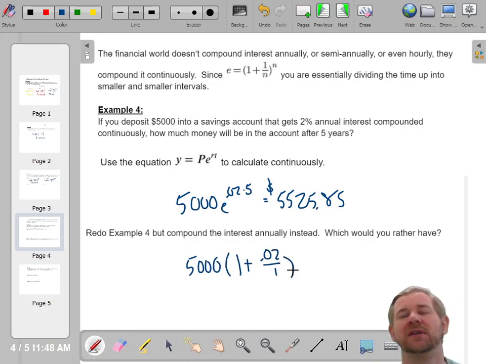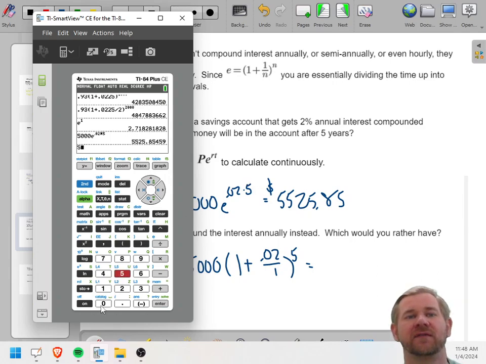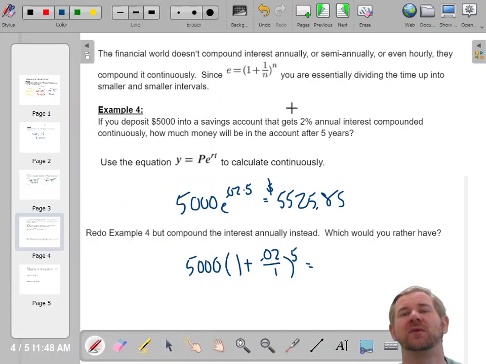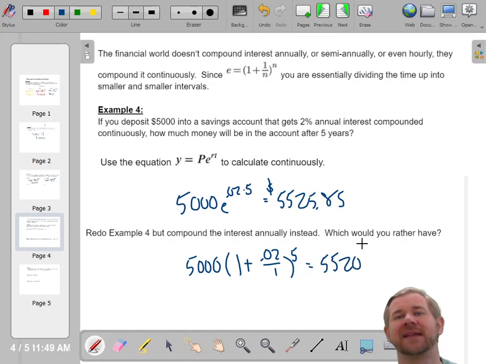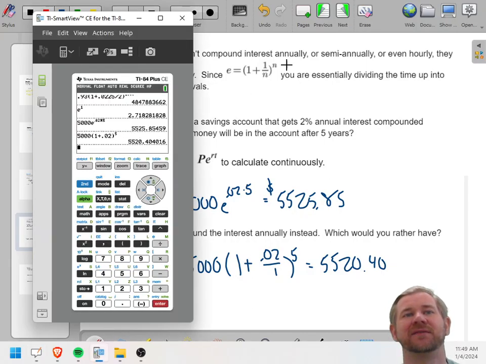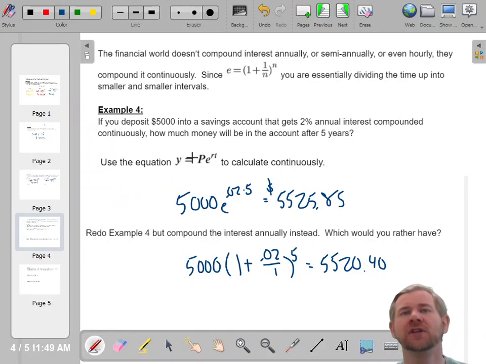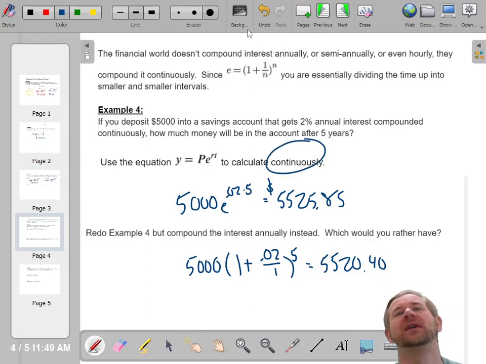because the more you compound it, the closer you get to this e value. 5,000, 1 plus 0.02 divided by 1 doesn't matter, to the 5th power. 5520. So see how it's a little bit different? It's not a lot. It's not a huge amount of money, but it is different. So it is going to be slightly different if you do it continuously versus if you do it annually or semi-annually. So there's basically 2 ways you can compound interest. We can do it in these intervals, or we can do it what we call continuously.